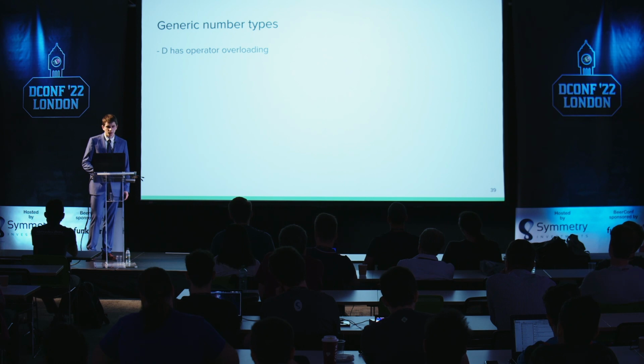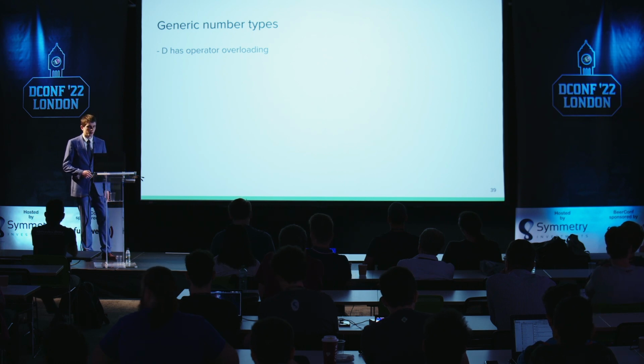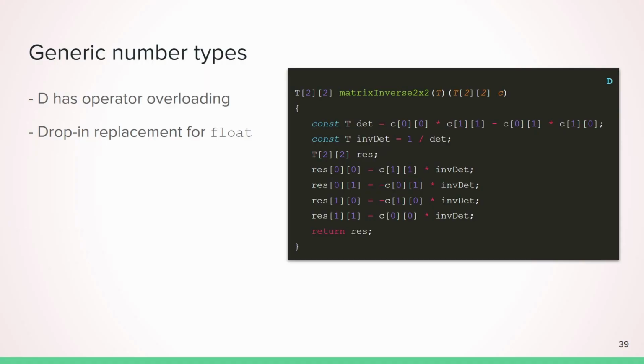For example, using generic number types, because D has operator overloading, you can define your own number types. And I thought it would be cool if I could make a symbolic math number where, instead of an integer, you could also have a formula like 3 plus x, and make it a drop-in replacement for float.